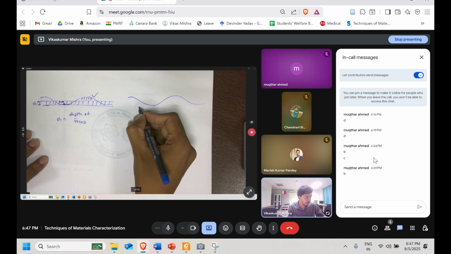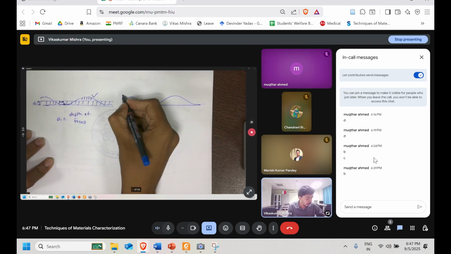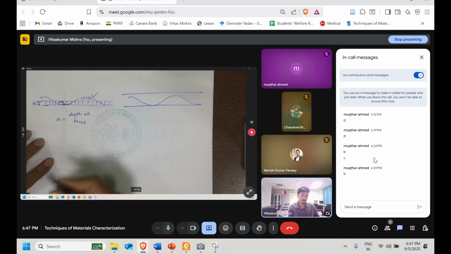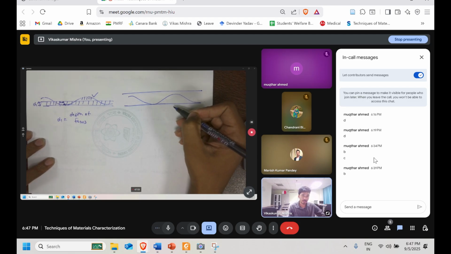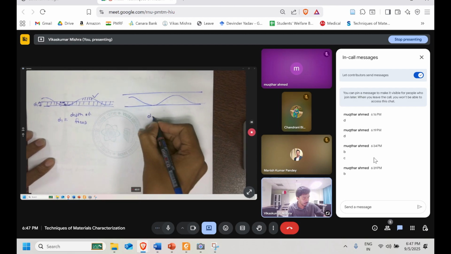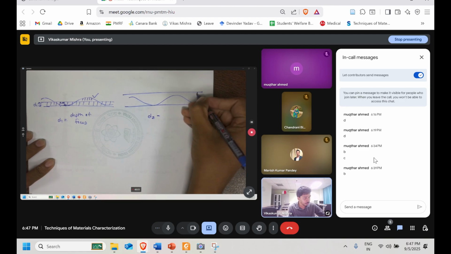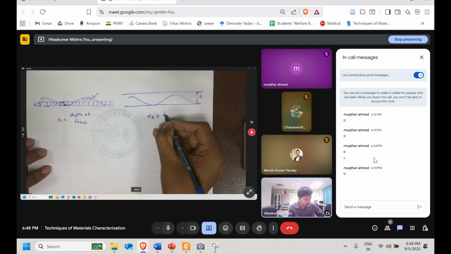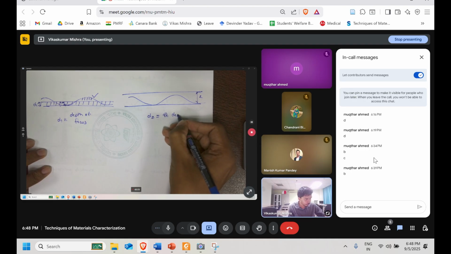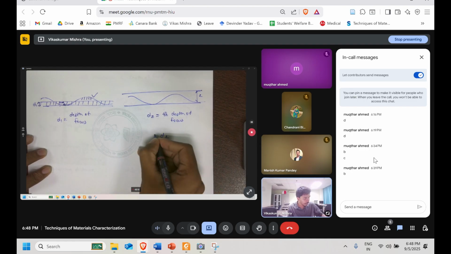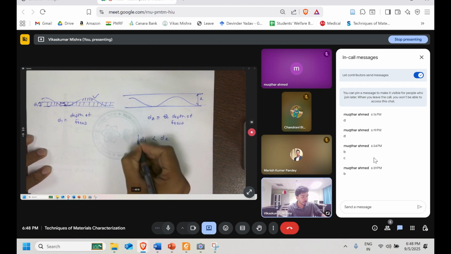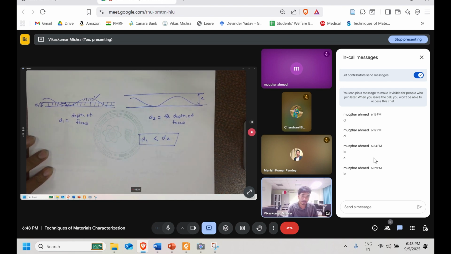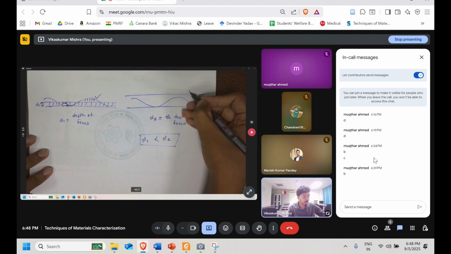In the second case, someone was able to capture this much. They are able to see the entire thing. So let's say this is D2. So in the case of D2, we observe that the depth of focus is more than D1. Right. So here you are able to focus on the entire thing.